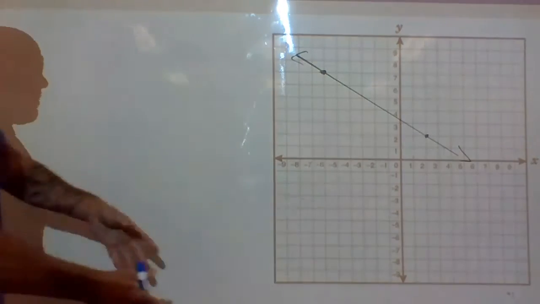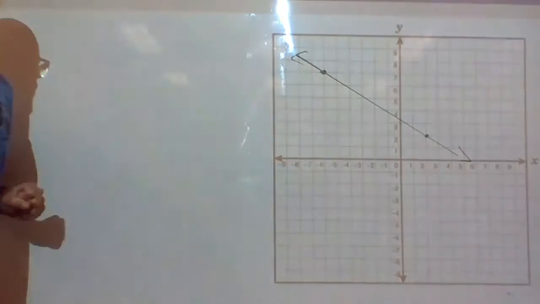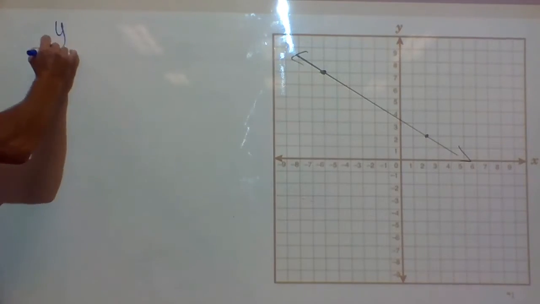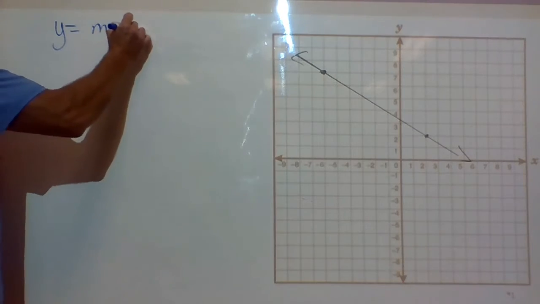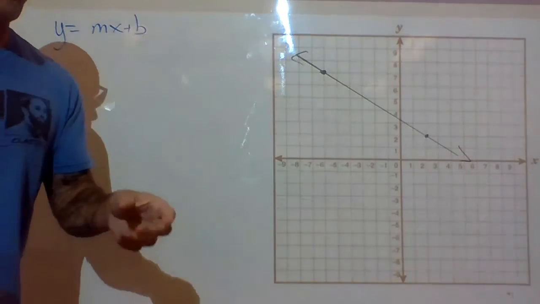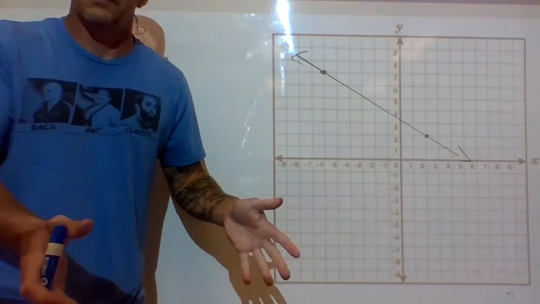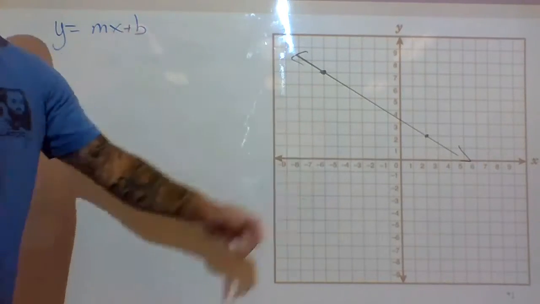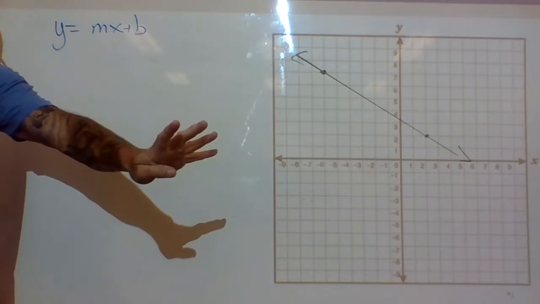So I'm going to write the equation of this in slope-intercept form. How do I do that? Well, that's y equals mx plus b. Slope-intercept form. I only need slope and y-intercept. Start by finding the slope. Can I find a slope from a line that's graphed? Yes, we know it's a 4-step process.